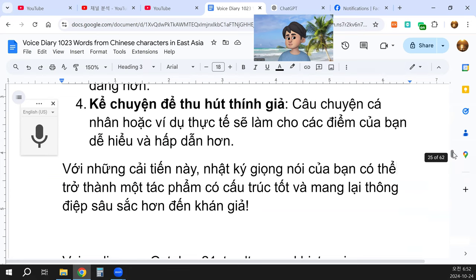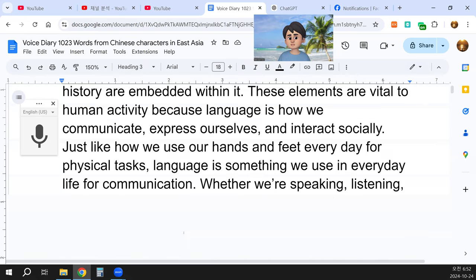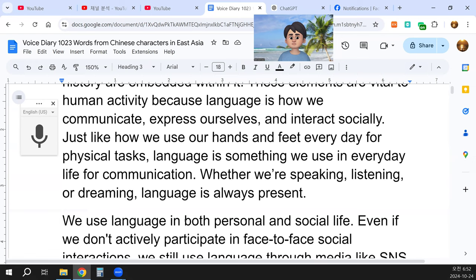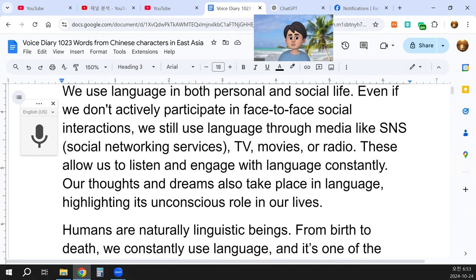I got 25 pages of my session. 25 pages, oh, much. When we study any language, we realize that culture and history are embedded within. These elements are vital to human activity because language is how we communicate, express ourselves, and interact socially. Just like how we use our hands and feet every day for physical tasks, we use language in everyday life for communication. Whether we are speaking, listening, or dreaming, language is always present. We use language in both personal and social life, even if we don't actively participate in face-to-face social interaction.